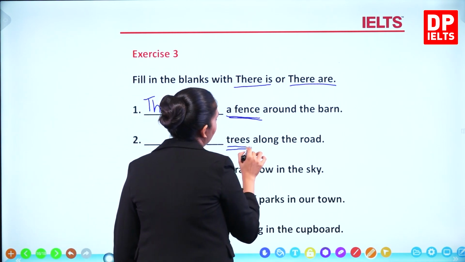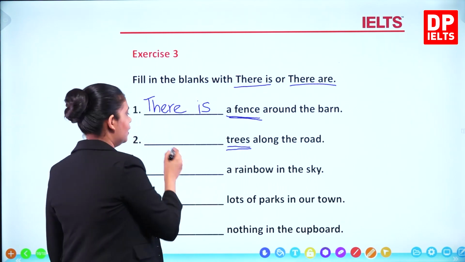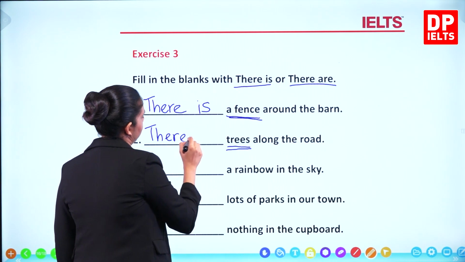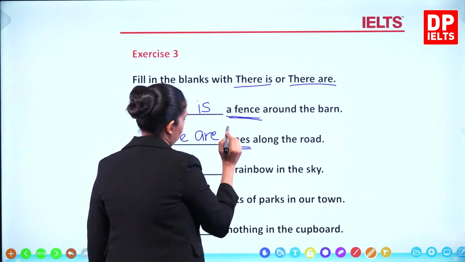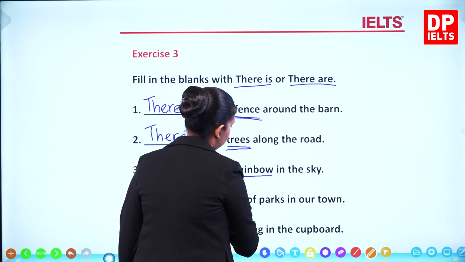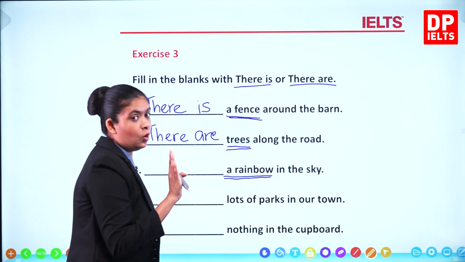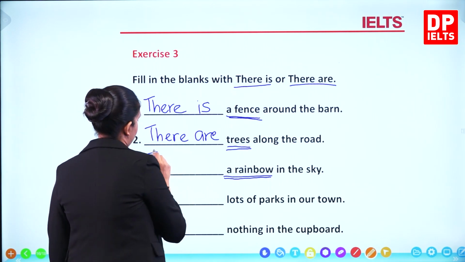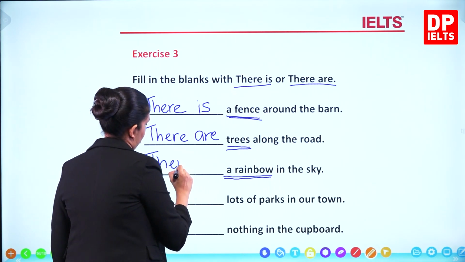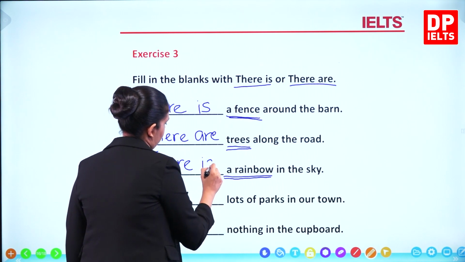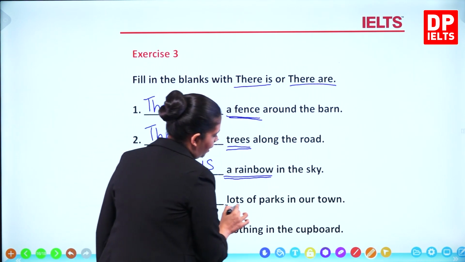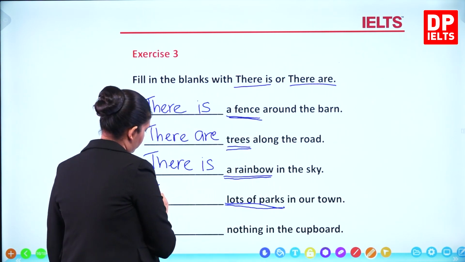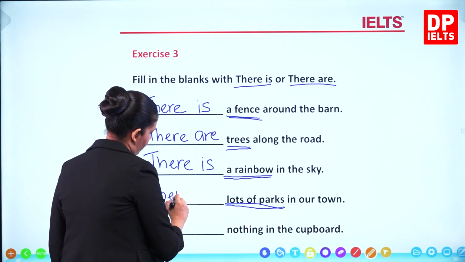Trees කියන්නේ එකක් නෙවෙයි ගස් ගොඩක්. ඒ හින්දා there are. A rainbow. Right? Rainbow එකක් දේදුන්නක්. Right? So there is. Lots of parks. ගොඩක් උද්‍යාන. Lots of parks. So ගොඩක් වුණාම there are.